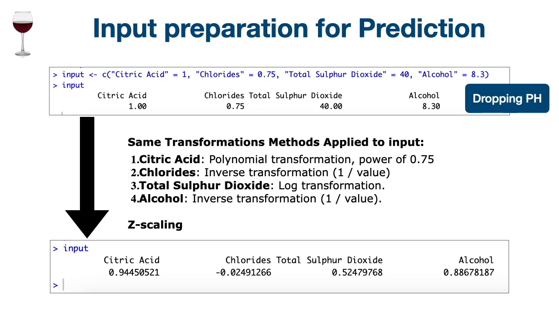For the prediction part of the assignment, the provided input values were transformed using the same transformations which were applied earlier to the data prior to modeling. Also, the pH value has been dropped as it was not considered during the modeling also.